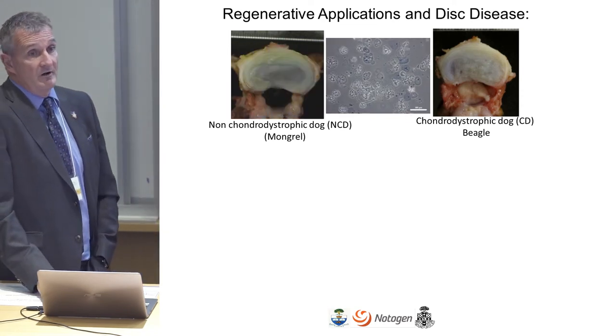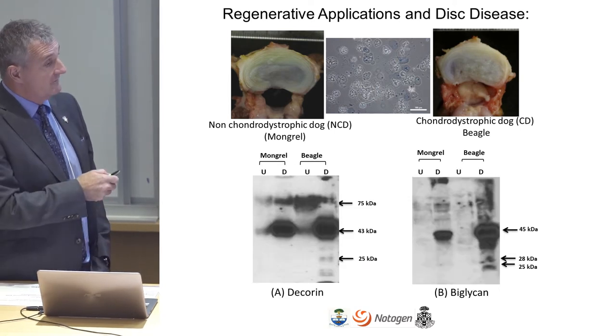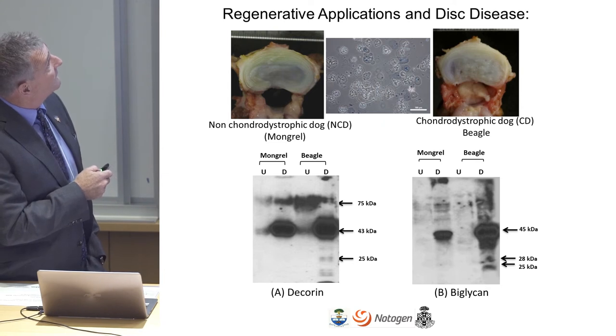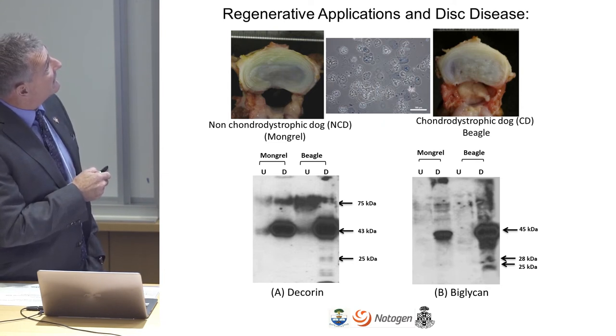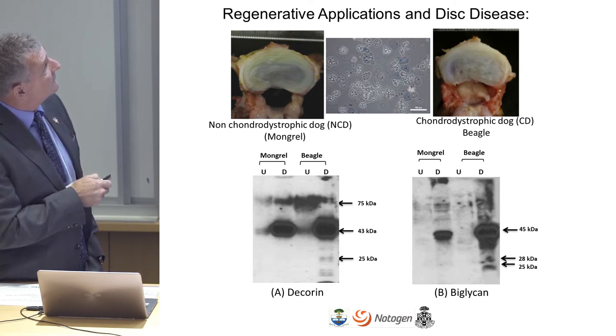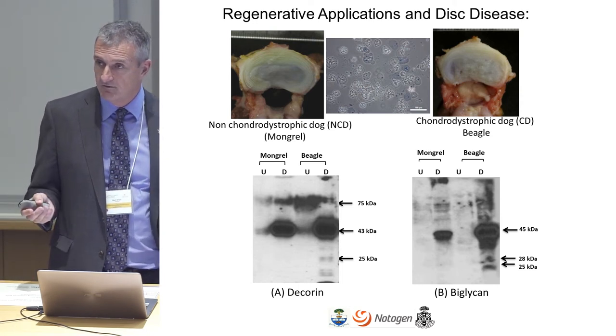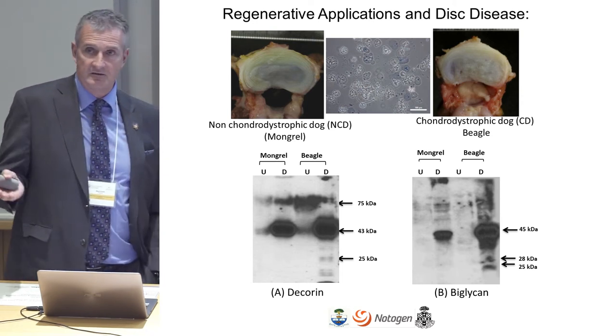So we've spent a lot of time trying to figure out what these cells do, if they do anything. And we looked at the discs in these animals, and we showed that the beagle disc has these fragmented core proteins just like humans do. So the mongrel disc does not. These are perfectly normal. So we thought, okay, the beagle disc has similarities to humans. The mongrel disc doesn't get that fragmented core protein problem.